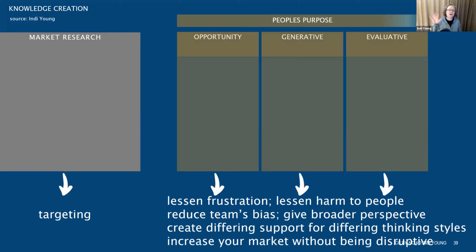What's coming out of our opportunity, generative, and evaluative research is the ability to lessen people's frustration with the tools that we're building for them, lessen our harm to other people, reduce our team's bias by being able to give ourselves a broader perspective, a clearer picture, sketch things out and get that fog gone, at least a few more yards away from us, and create differing support for differing thinking styles.